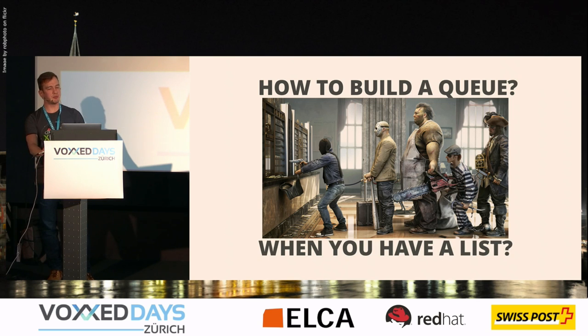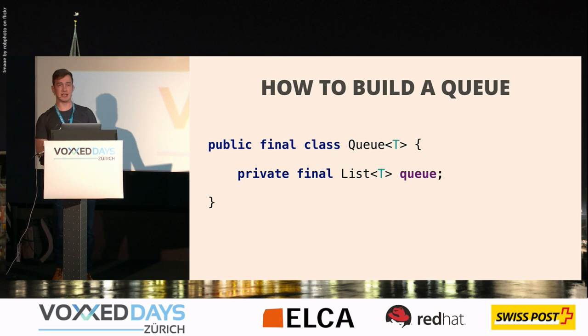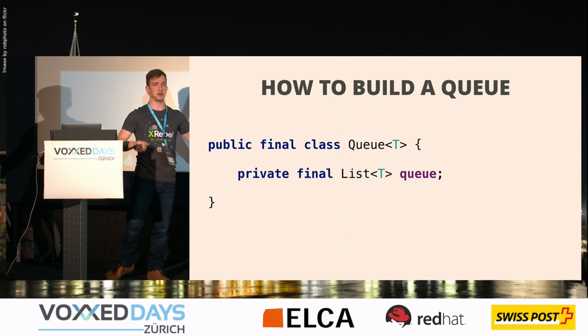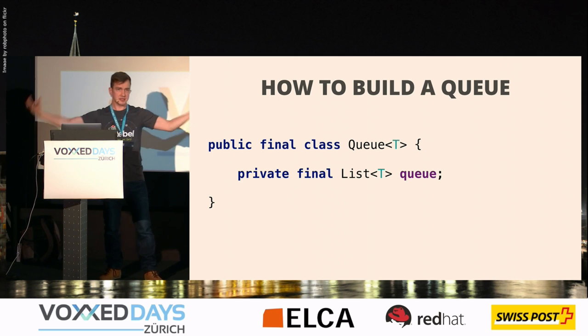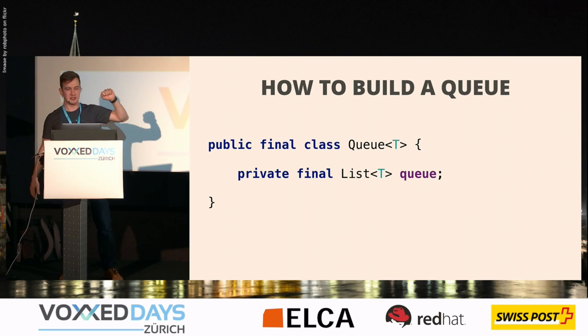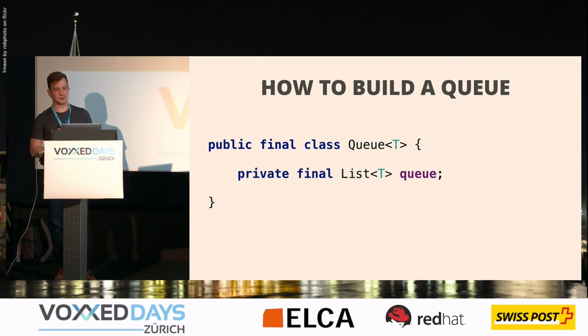So how would you build a queue if you have a list? Who has an idea? How to build a queue? Okay, good. I can build a queue like this. So I just say that my list kind of looks like a queue. There are elements behind each other in order, and I can access it from both sides, from both ends. So I just have a queue that is implemented as a list, which is our cons list, which is good.